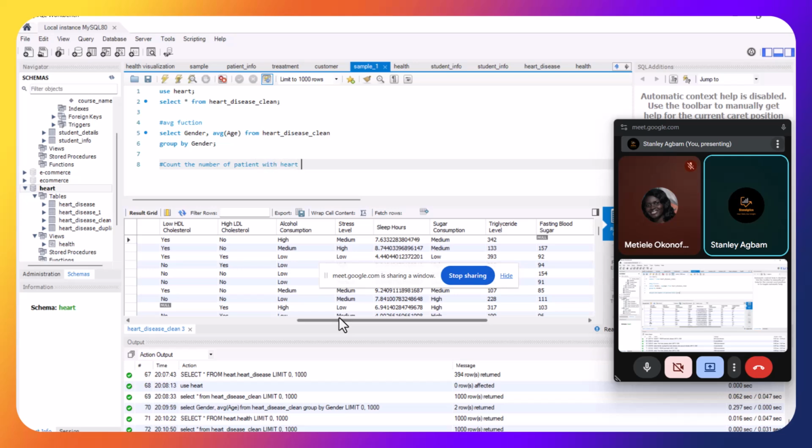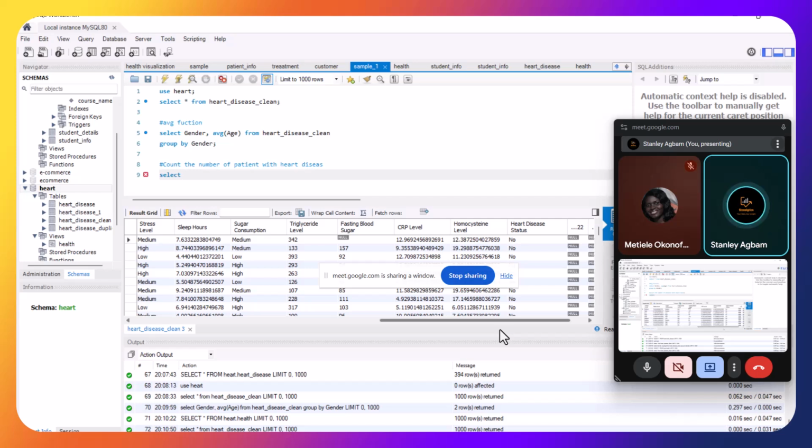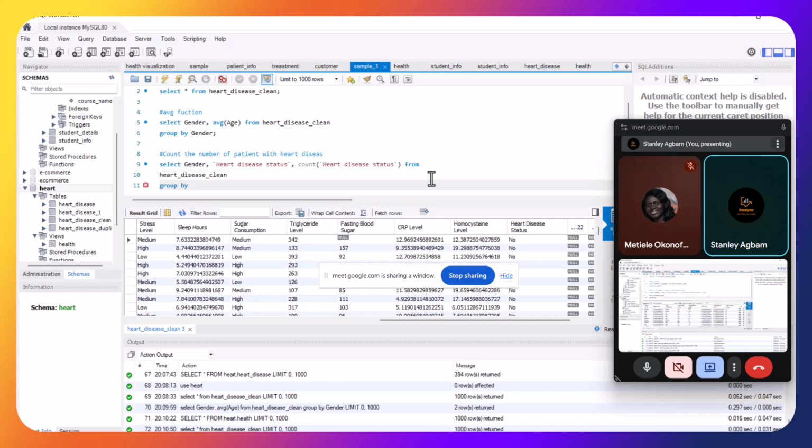Select heart disease status. But let's start with gender. Heart disease status, count, group by gender. Okay.